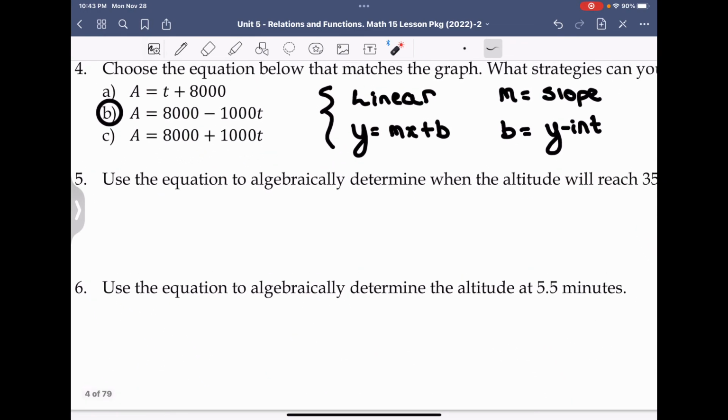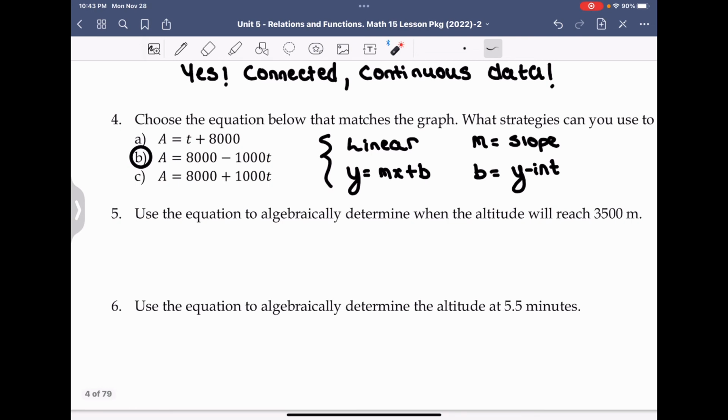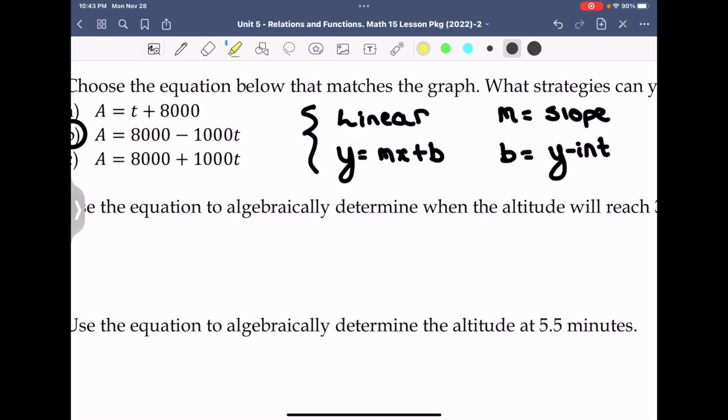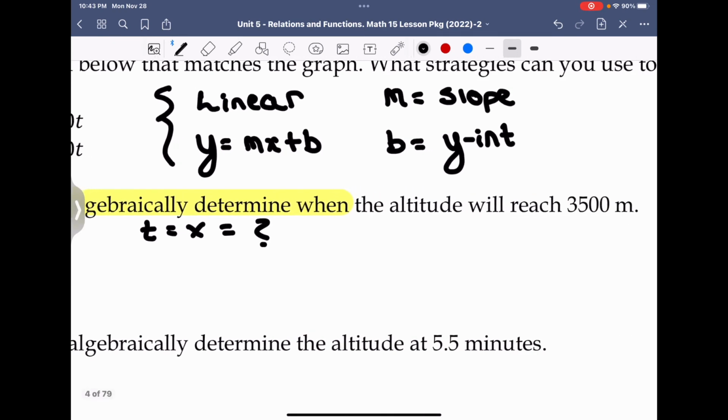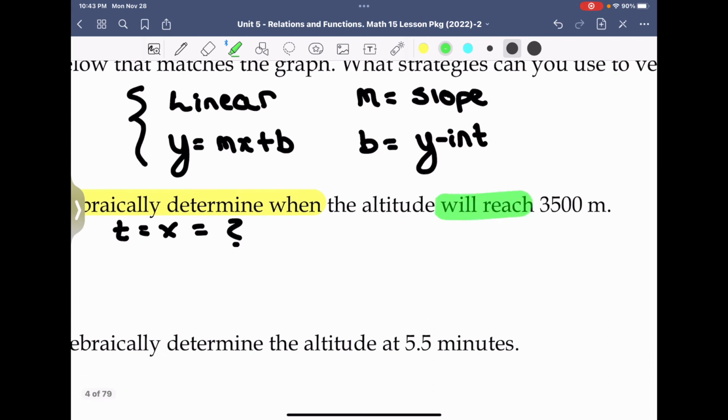Now, use the equation to algebraically determine when the altitude will reach 3,500 meters. What we're going to do is break this apart. Algebraically determine when. When they say when, they're talking about time, and time was our x variable. Time is equal to x, which is equal to question mark. We're looking for the time, or the independent variable. We're given, in this case, 3,500 meters, and this is symbolic of our y, which is our altitude in meters, and thus this is 3,500.